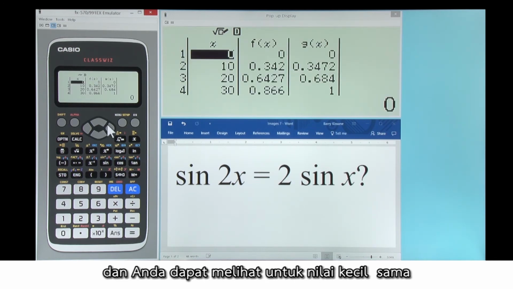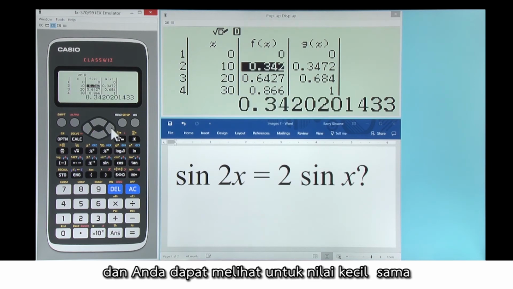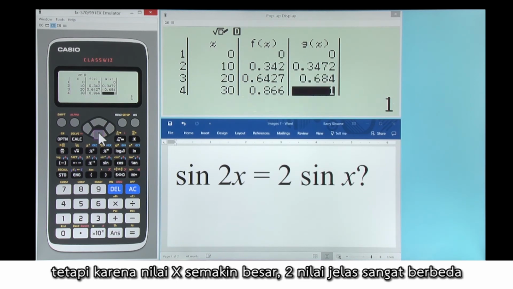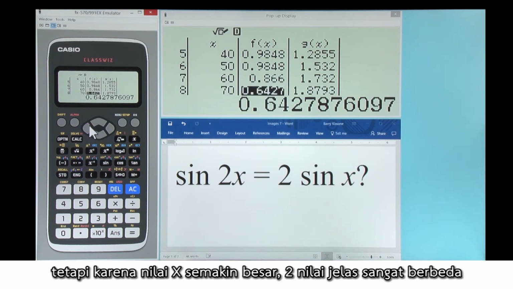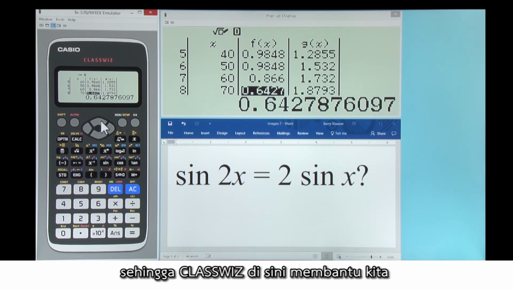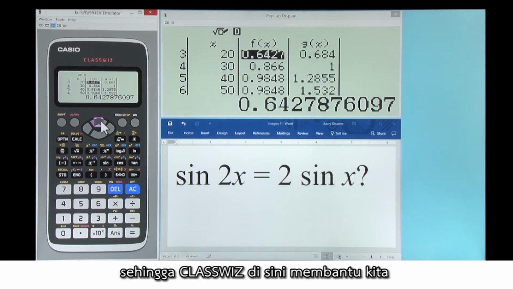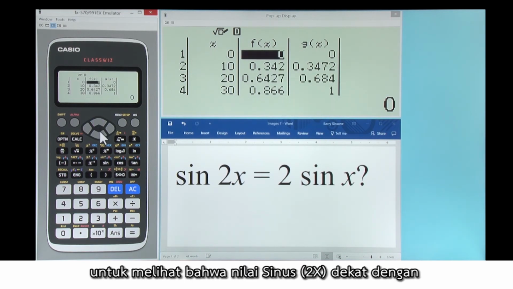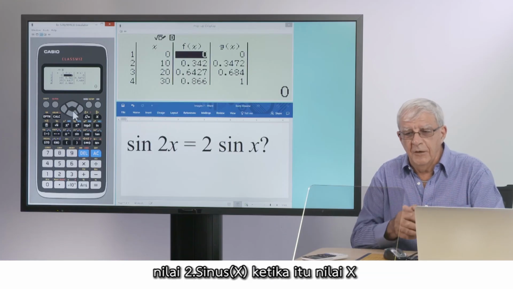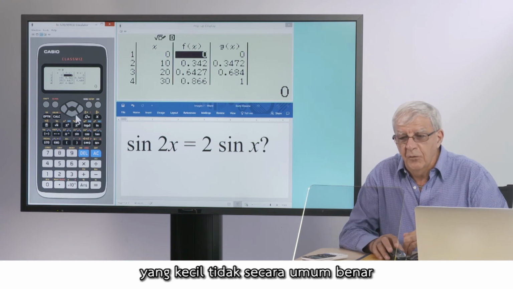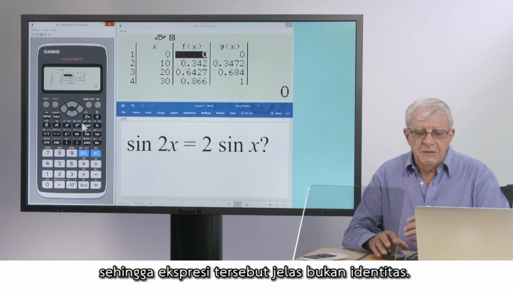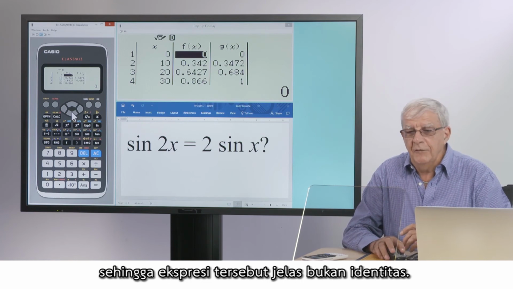And you can see for small values, they're sort of the same, but as the value of x gets larger, the two values are clearly quite different. So the ClassWiz here helps us to see that while sine 2x is close to twice the sine of x when it's a small value, it's not in general the case that that is true. So the expression is clearly not an identity.